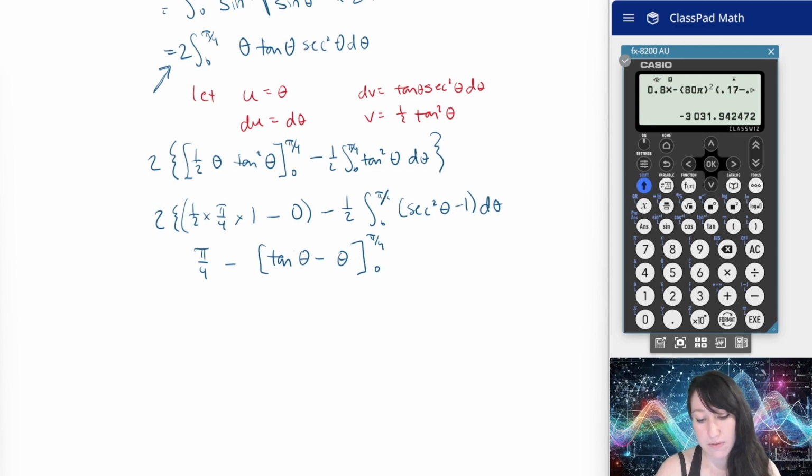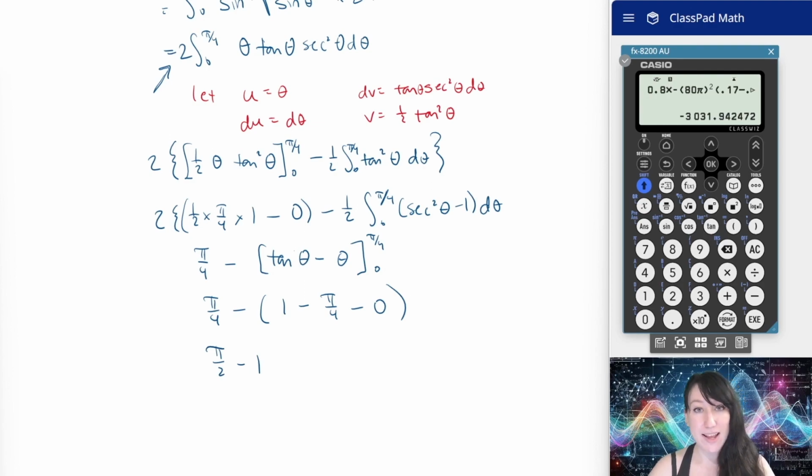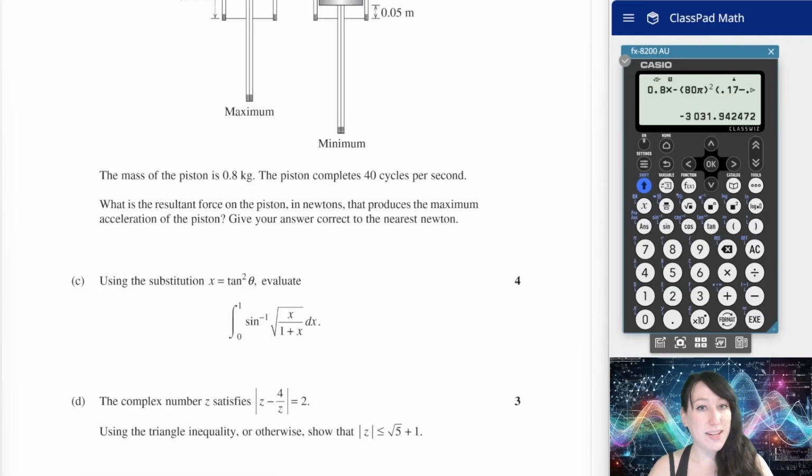That's pi over 4. Okay, so we've got pi over 4 minus, now we've got tan of pi over 4, which is 1, minus pi over 4, minus tan of 0 is 0, and then plugging 0 into theta is 0 as well. So when we distribute that minus through, it's going to be pi over 4 plus pi over 4, so pi over 2, and then minus 1. And that's the answer.